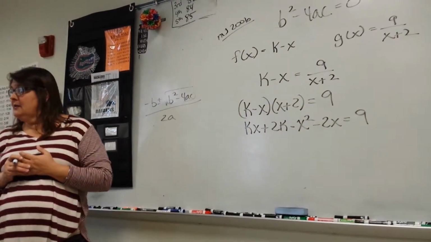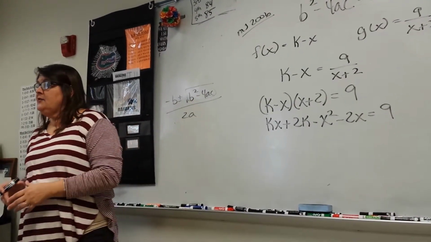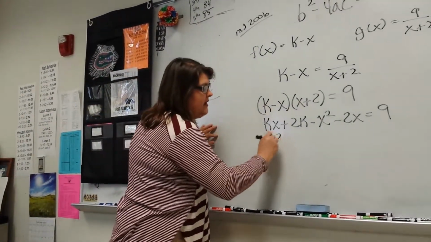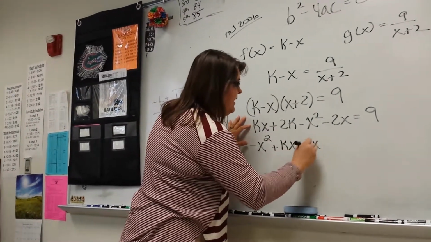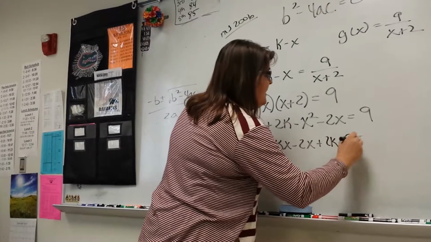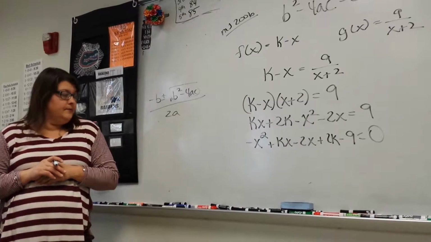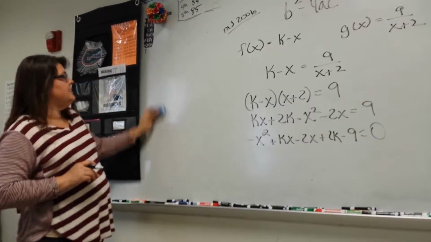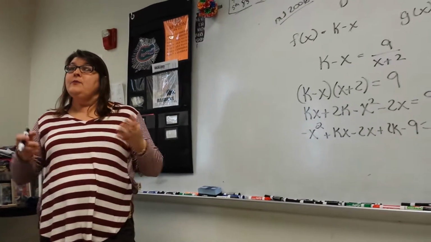Are we okay? When we're working with that b squared minus 4ac, I wanted to get it into the form of ax squared plus bx plus c. So my squared comes first. So negative x squared. I put the things with x's together, so plus kx minus 2x. And then I put the things with no x's together, so plus 2k minus 9 equals 0. Our job is to get b squared minus 4ac equal to 0 because it says two equal roots. The other wording for that would be repeated roots.